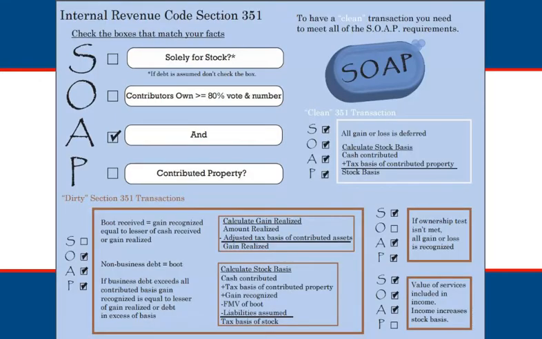The words clean and dirty used in this job aid are not tax terms like boot, which you'll learn about later. They are used to help with the acronym. To have a clean transaction, the shareholders need to meet all of the Section 351 requirements. If they do, then all of the gain or loss realized is deferred, and their stock basis is calculated per this formula. If a shareholder doesn't meet all of those requirements, then we'll call it dirty. This doesn't mean they lose all of the benefits of Section 351. We'll explore this section of the job aid in future sections. The important thing to understand now is the requirements of Section 351.